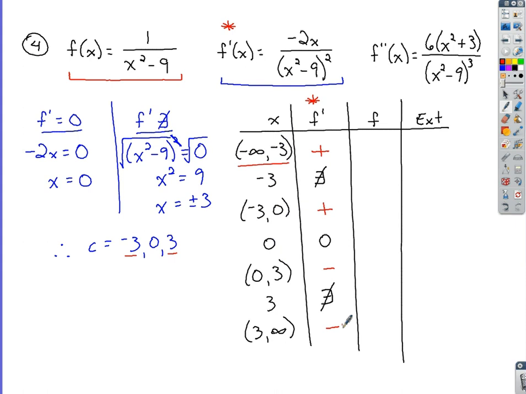So what these signs are supposed to tell me about the original function that ultimately I'm going to use to sketch this graph out. All the positives tell me where the function goes up. All the negatives tell me where the function goes down.